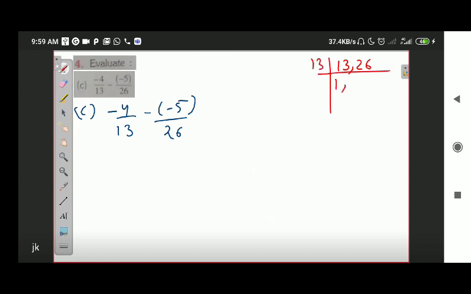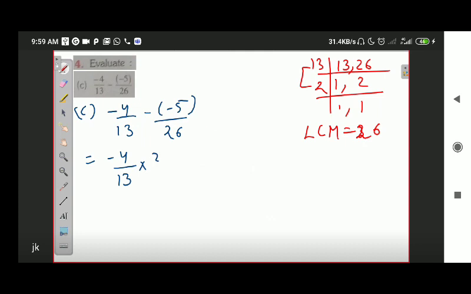13 ones are 13, 13 twos are 26, 2 1 1. So the LCM is 13 twos are 26. So what we need is to multiply the denominators with a proper number to make it equal to the LCM, which we get as 26. For the first number, we are going to multiply numerator and denominator by 2, so as to make the denominator equal to 26. Similarly, for the second number, we multiply numerator and denominator by 1 because the denominator is already 26.